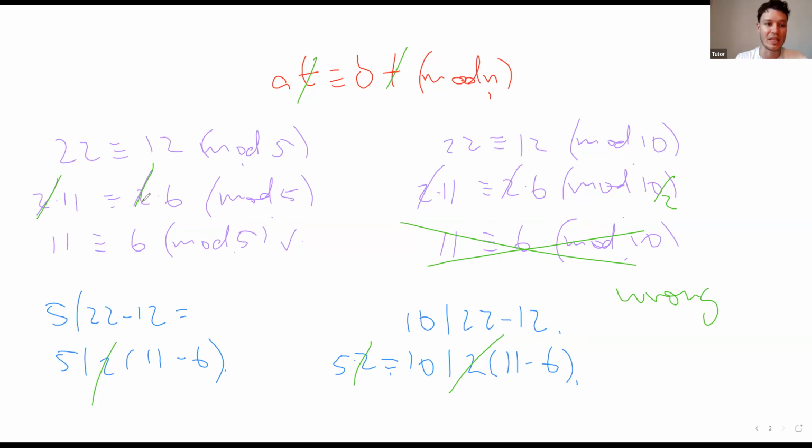So this is basically the problem: 2 and 5 are good numbers in here. So 2 and 5 are a good pair, so I can cancel the 2 in here. But in here, 2 and 10 are not a good pair, because 2 and 10 have some common factors. So I cannot cancel it.